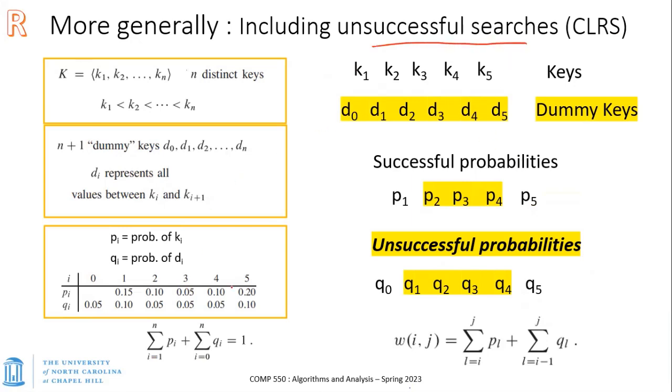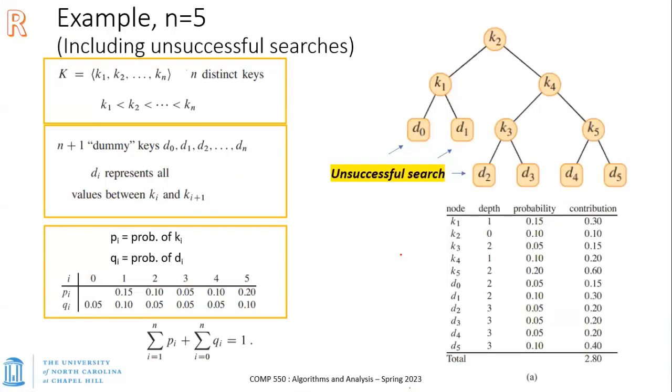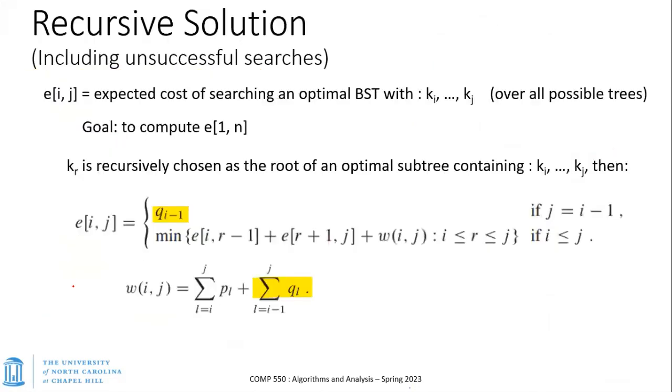Okay, and they're saying, well, you could have probabilities associated with K1 with all of these Ks, but you also have probabilities associated with unsuccessful searches. Okay, and they define this as Q sub i's. So the only difference that eventually it comes out with is that E[i, j] is slightly differently calculated. Okay, but I don't want to bother with that.